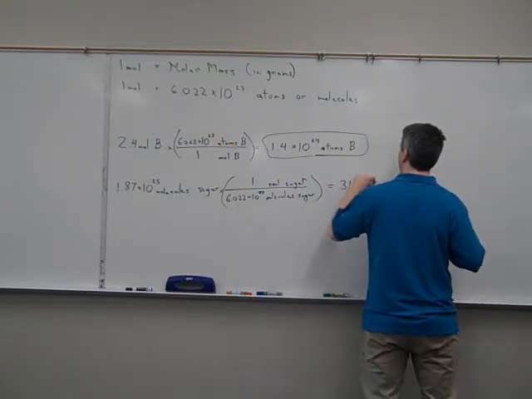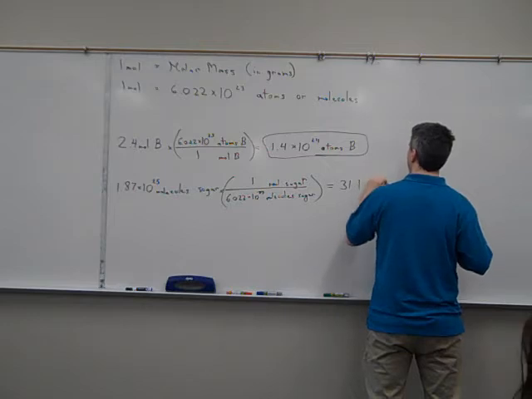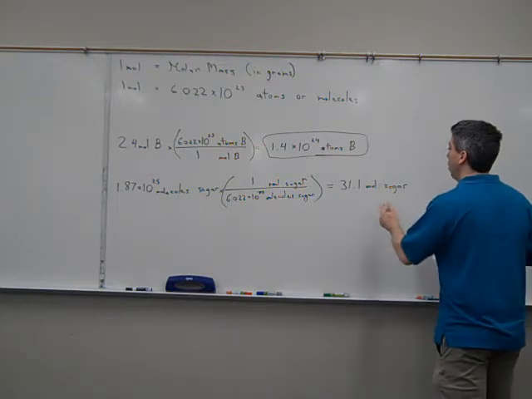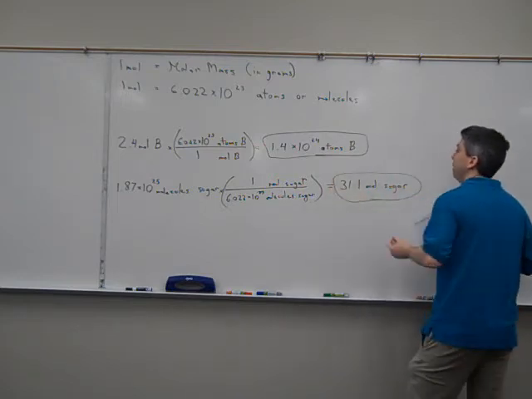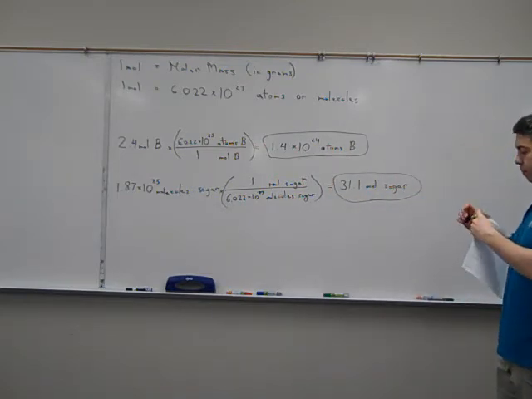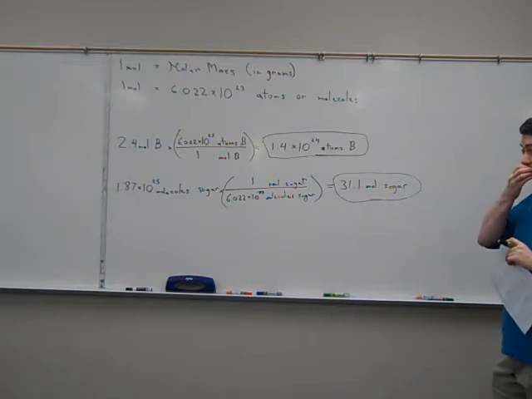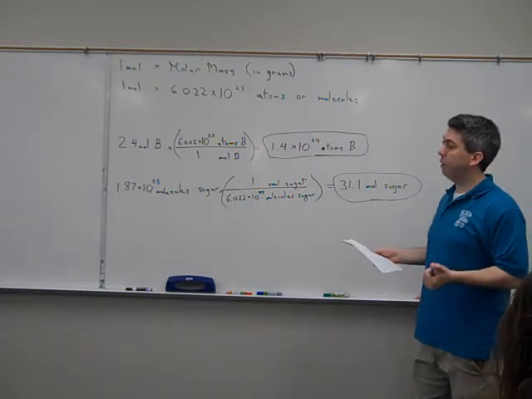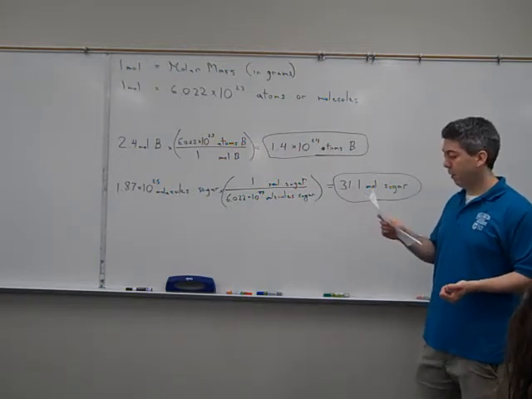I'm trusting you're right. I actually don't have a calculator, so we're going to assume that you are masterful at the calculator. Probably a safe assumption. So 31.1 moles of sugar. Okay, that's how you do this. These are simple one-step conversions.